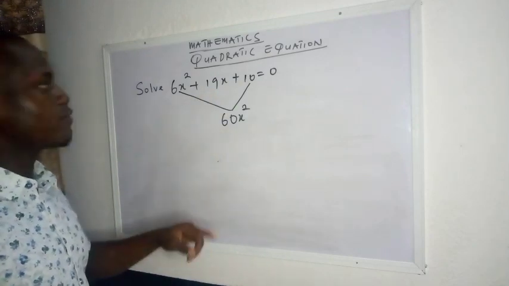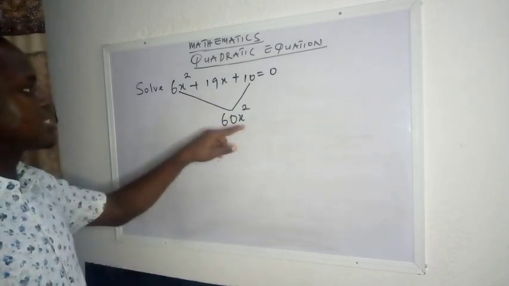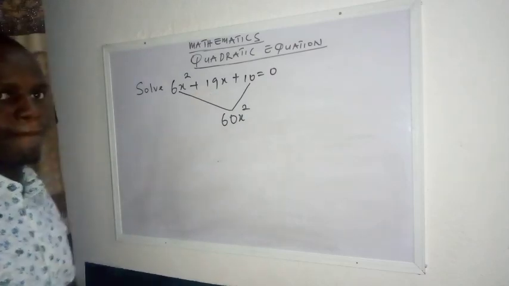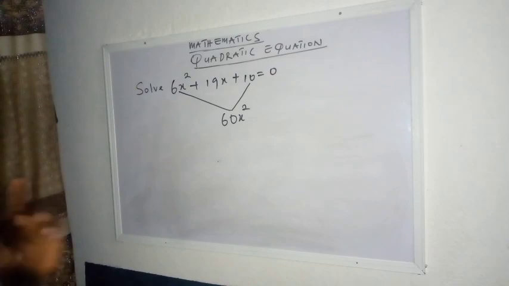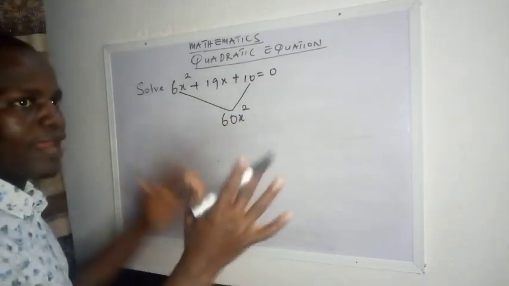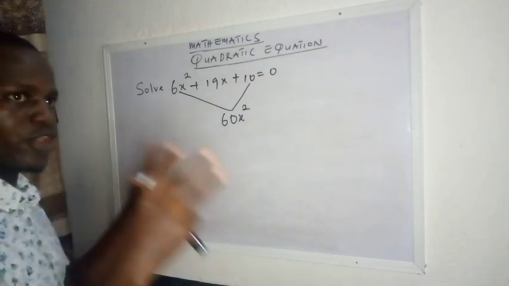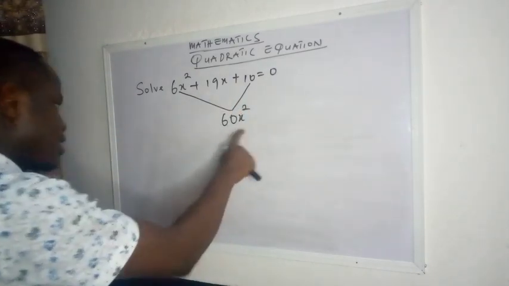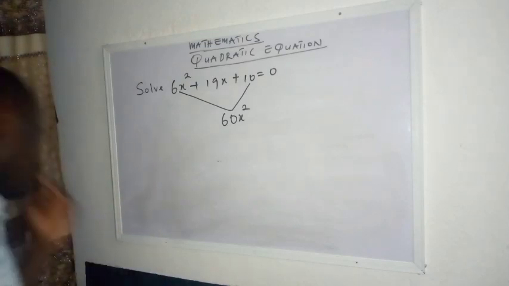You're going to look for factors of 60x squared that will give you this term. That means the two terms, when you add them together, you will get this. When you multiply, you will get this. When you add together, you will get this. When you multiply, you will get this in its simplest term.